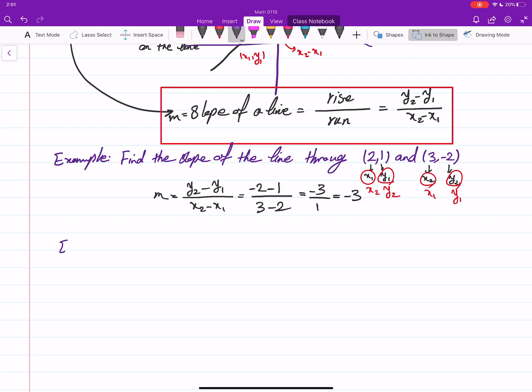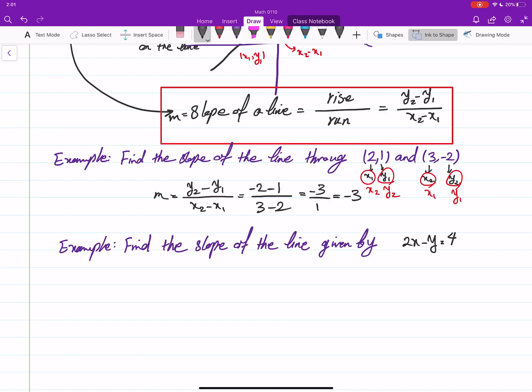An interesting example would be if someone gives you an equation for a line and then asks you to find the slope of this line. So find the slope of the line given by this equation: 2x minus y equals 4.